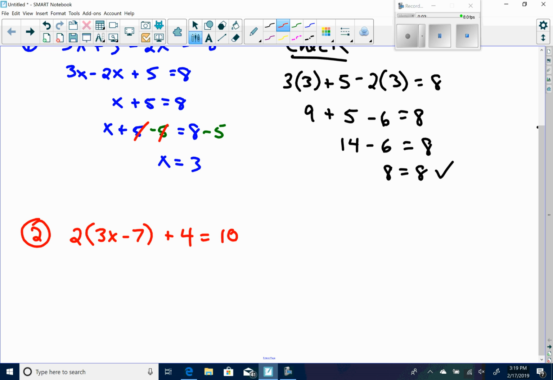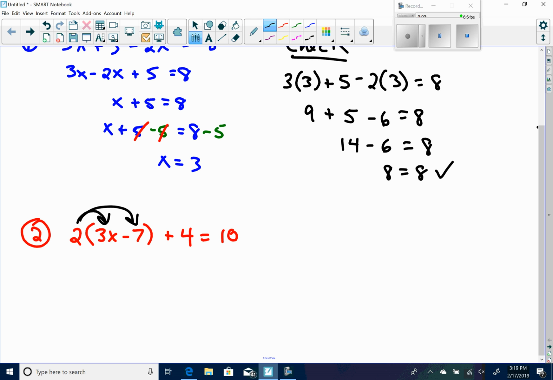There's a couple ways to approach this. I always like to just make things simple by removing the parentheses here. So this is where we need to use what we call the distributive property. I need to multiply everything inside the parentheses. This means I'm doubling this quantity. So I want to multiply everything inside by 2.